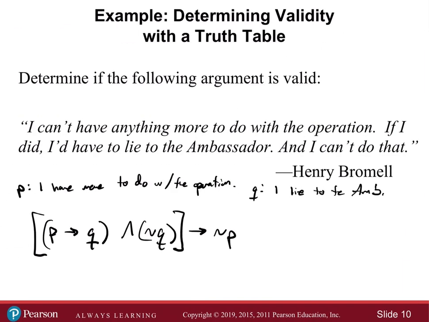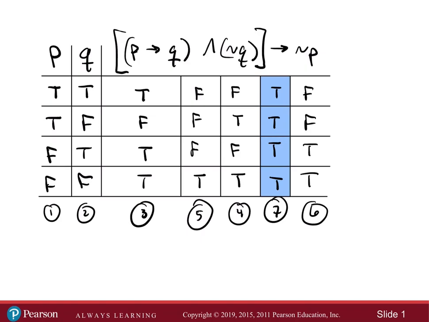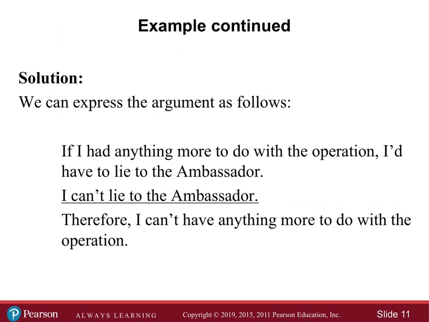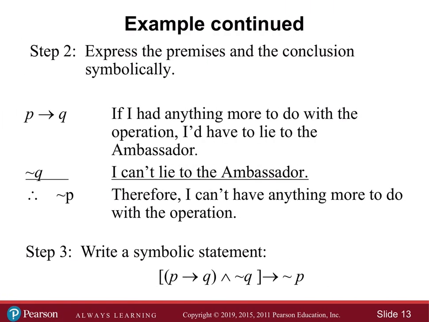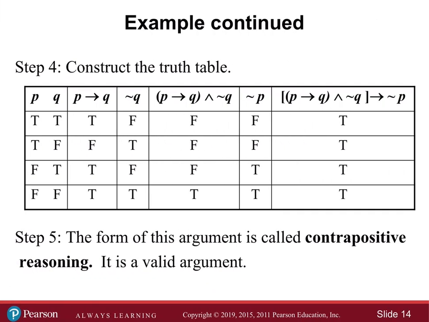So just to go back real quick, determinant. Is the following argument valid? Based on the way we set it up, we would say yes, the argument is valid because we finished with the tautology. If I had anything to do, I'd have to lie. I can't lie, therefore I can't. I have to lie to the ambassador. P implies Q and not Q, therefore not P. They finish with their tautology. Therefore, it's a valid argument.